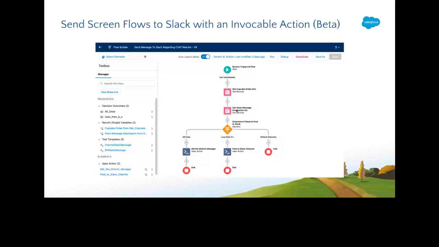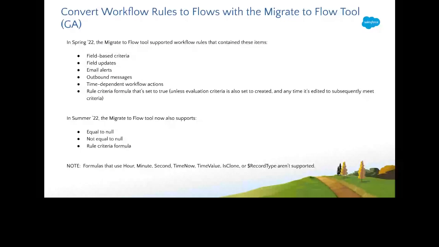I believe this is the last one, and we've already been through this, right? In Spring 22, we knew there is a function that allows you to convert your workflow rules to flows with Migrate to Flow. The new thing is, in Spring 22 we had support for a couple of workflow rule features, like email alerts and field updates. But now in Summer 22, we also have support for equal to null, not equal to null, and the rule criteria formula when you use this tool to convert your workflow rules to flows.